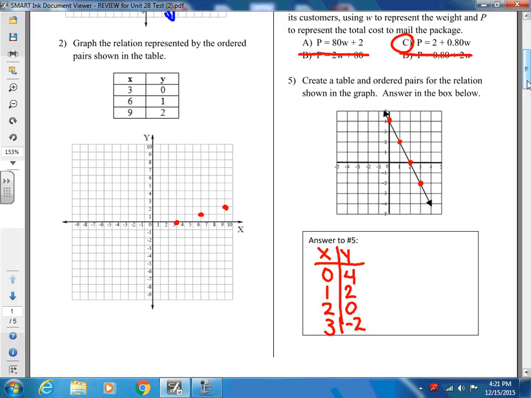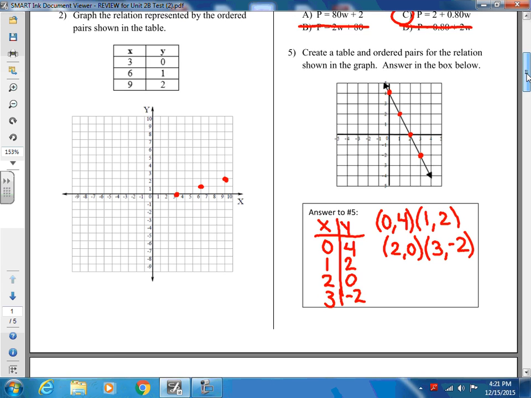Now you're going to take that table and you have to write them as ordered pairs. And that's where you just simply write everything you have in that table as an ordered pair. And that is showing multiple ways to represent the same problem. Right, so use your graph and get those two pieces to happen from it.